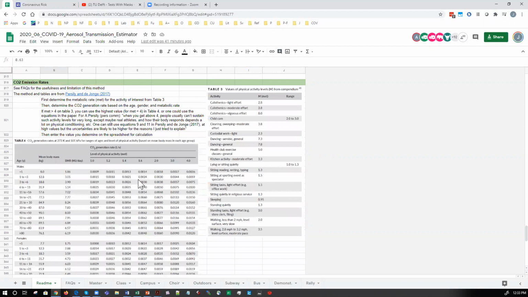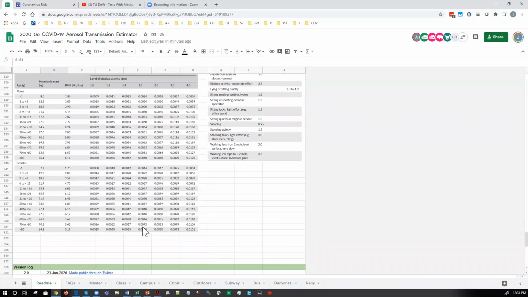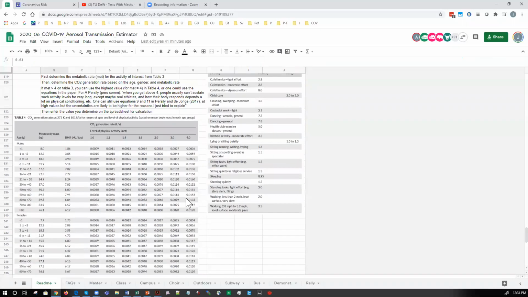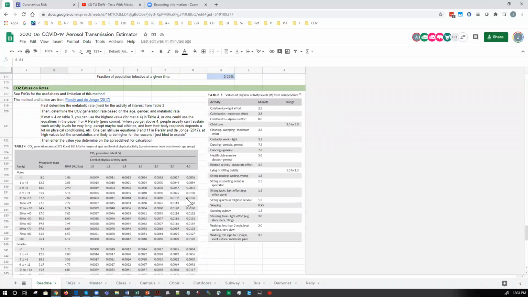CO2, this is a side point. You can completely ignore it, but it is of interest because CO2 in an indoor space is an indicator of how much exhaled breath is there in that air, which is proportional to the risk of infection. So there are these tables, and you can calculate CO2 with a model. It's very similar. It has some limitations, which I described in the FAQs, but this opens the way to using a CO2 sensor in a space and using that as a risk indicator.